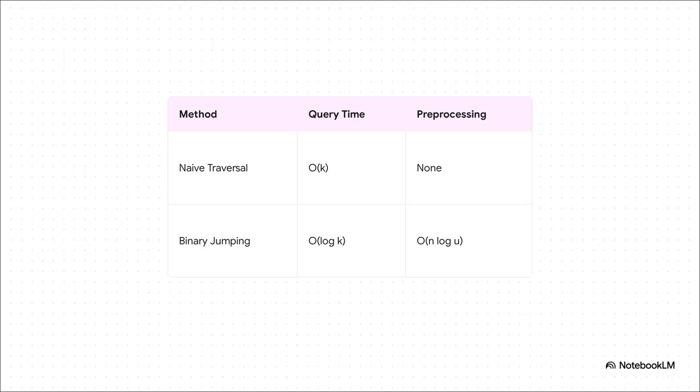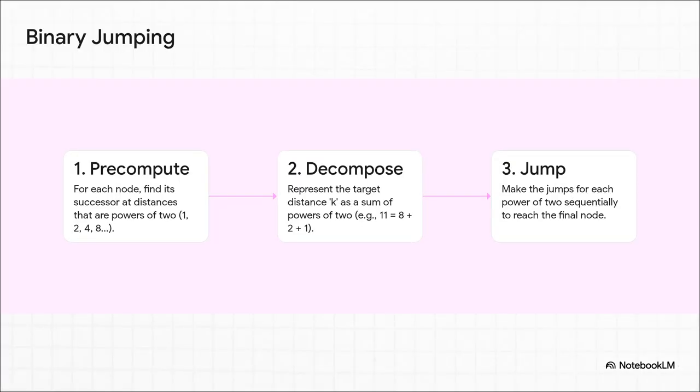All right, here's the classic exam problem for these graphs. Find the node you land on after taking exactly k steps. The simple way is to just, well, walk k steps. That takes O(k) time. But what if k is something huge, like a billion? We'd be here all day. We need a faster way. And that's where this amazing technique called binary jumping comes in. It lets us answer that query in logarithmic time. That's O(log k), after we do a little bit of pre-processing up front. The method is brilliant.